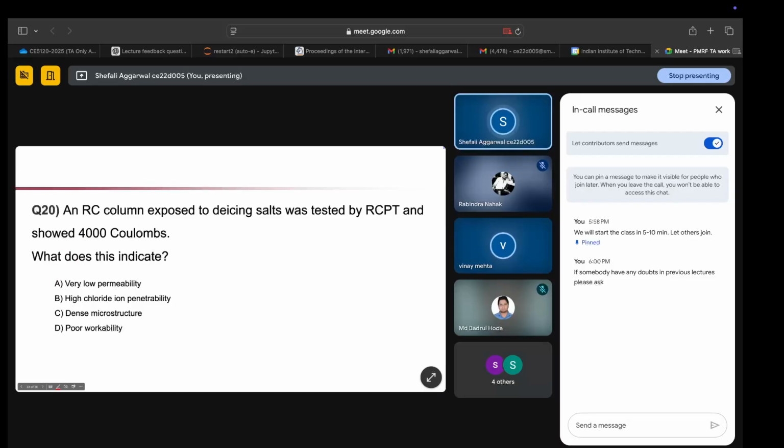An RC column exposed to de-icing salts was tested by RCPT and showed 4000 coulomb. What does this indicate? Very low permeability, high chloride ion permeability, dense microstructure, or poor workability. If you talk about the RCPT test, 4000 coulomb is a very high charge passed, that means there is a higher chloride ion permeability. Okay.